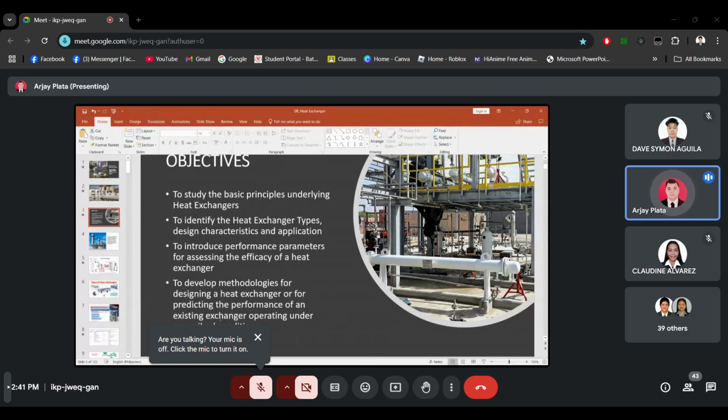With regards to the performance of heat exchangers, we can evaluate it using the effectiveness NTU method. It is almost similar to the previous method, which is the logarithmic mean temperature difference method.